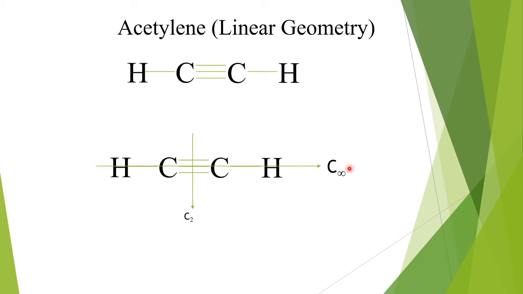and one C infinity axis. So which has the higher order? C infinity gives infinite appearances, C2 gives only two appearances. So the axis which gives the maximum number of appearances is called the principal axis. It's very important. The rotation axis which gives the maximum number of similar appearances while rotating through 360 degrees, that axis is called the principal axis.